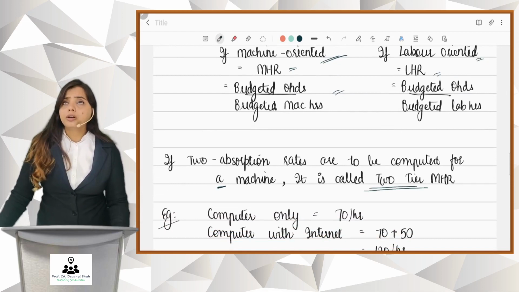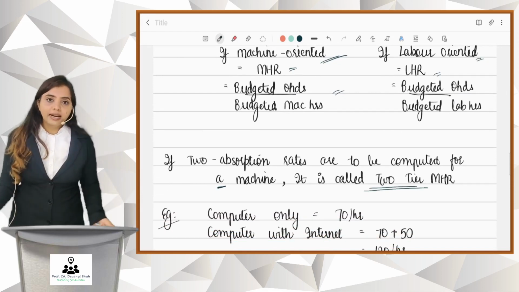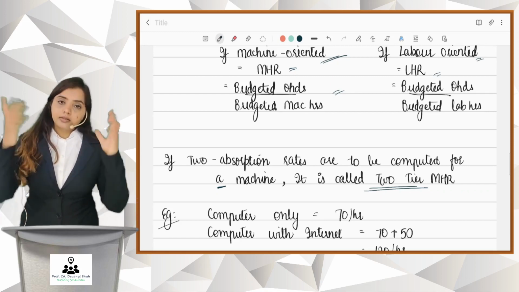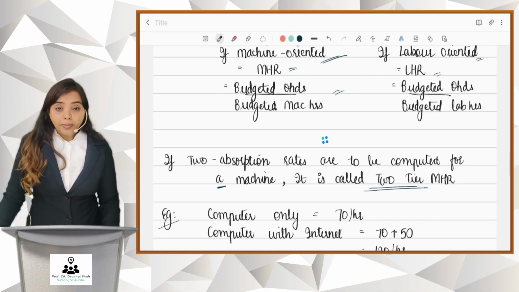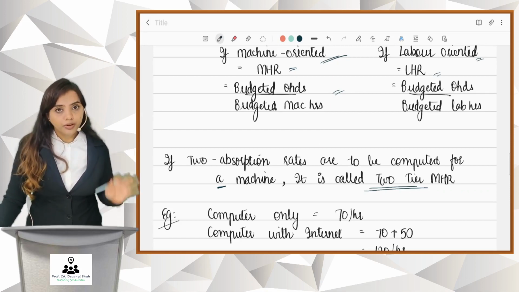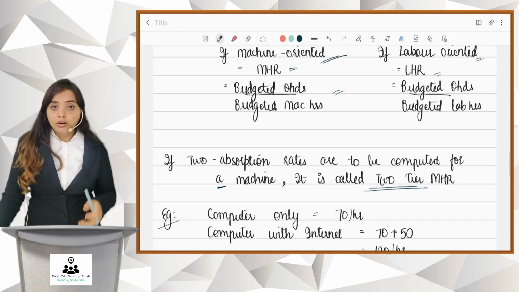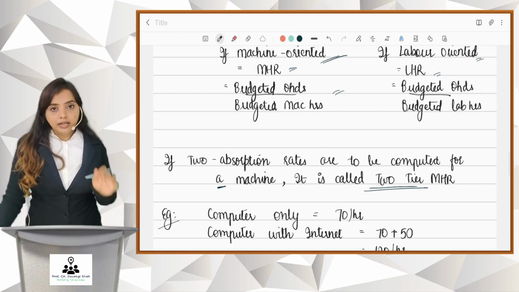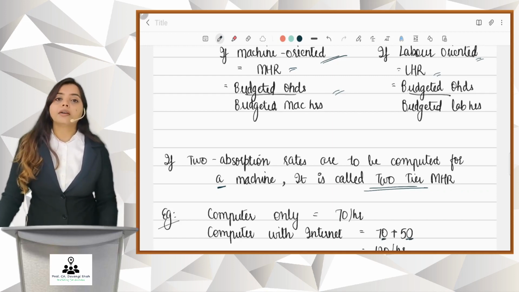How? Long back when I was in college, there was no computer at our home. Internet was out of the question. So what we used to do is go to a cyber cafe. There, I had to pay 70 rupees per hour for the use of a computer, and if I wanted internet access, I had to pay extra. So when I wanted a computer with internet, it had to be 70 plus 50, it was 120.